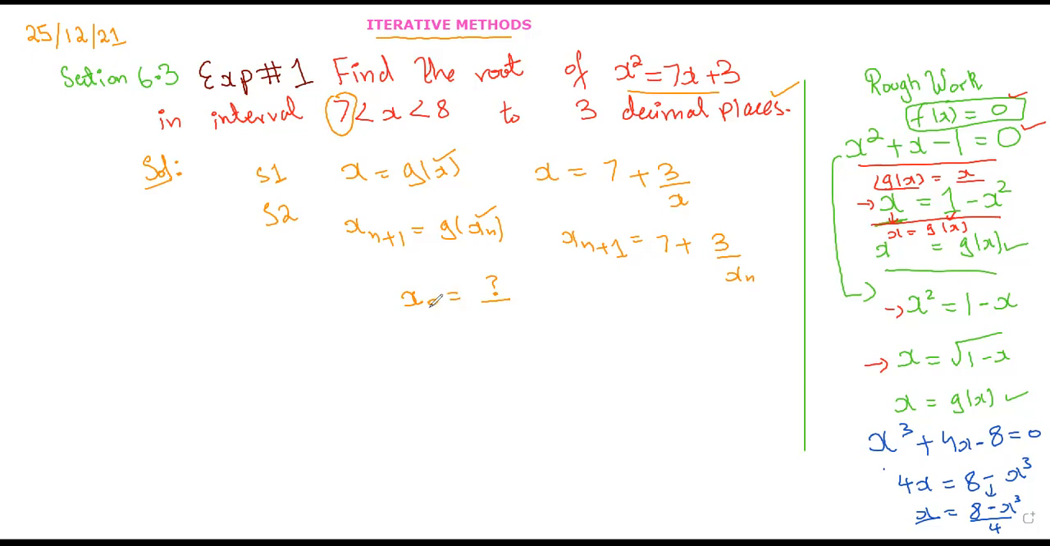Once you have your x naught, you can always find x1. How? If this is x1, n would be 0. If n is 0, this would be x naught. So this would be 7 plus 3 by x naught.